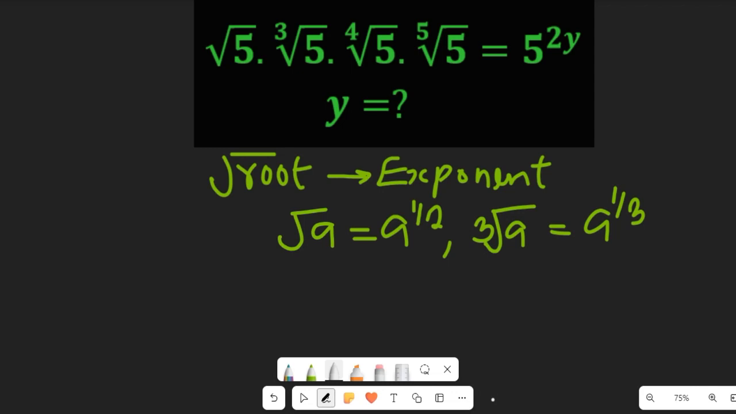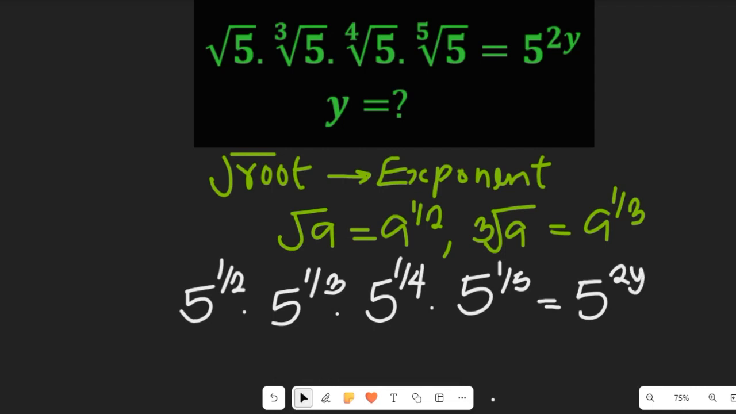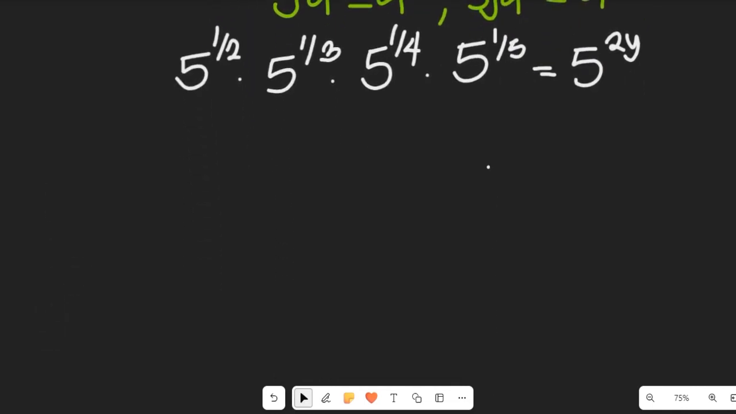Considering the question, we are going to simplify those roots. The first one gives us 5 to the power of 1 divided by 2, multiplied by 5 to the power of 1 divided by 3, that's the cube root, multiplied by 5 to the power of 1 divided by 4, multiplied by 5 to the power of 1 divided by 5, and this will be equal to 5 to the power of 2y.